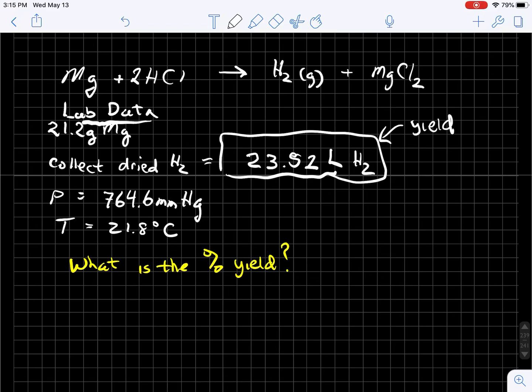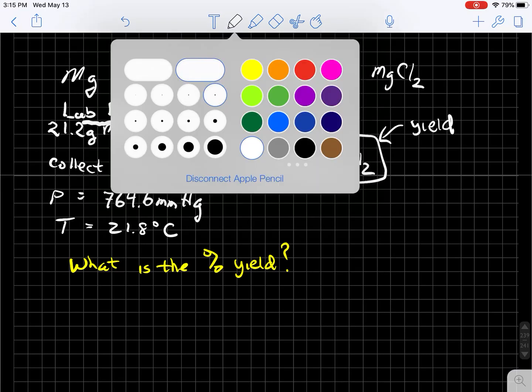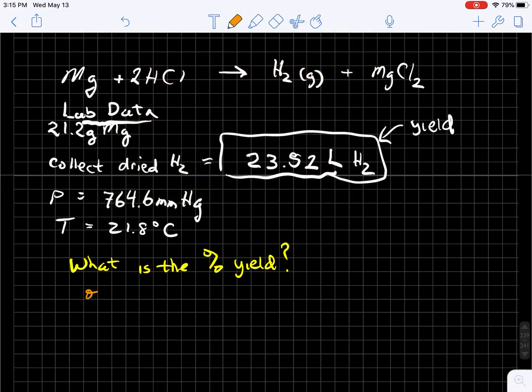When I'm done, and when I dry it through a desiccator to get out the water vapor that evaporates, I get a yield of 23.52 liters of hydrogen. The pressure gauge for the room is 764.6 millimeters mercury. The temperature of the room, 21.8 degrees C. What is the percent yield? Okay. Start with what it is that we're actually trying to find. Percent yield is equal to actual yield divided by theoretical yield.